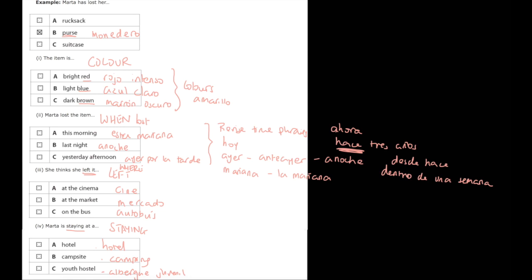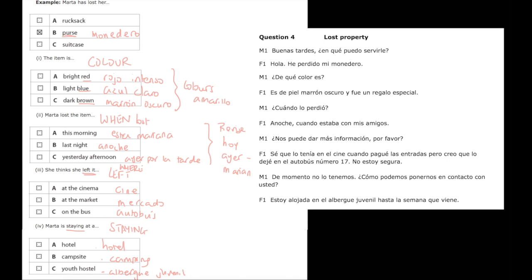So we're going to look at the answers with the help of the transcript. We've got it here. So we know the first question is already there, so we don't need to look at it. And we've got the word monedero. If you can see here, that's the word for purse. All right. So then the next thing we needed to find out was the color. Okay, so the item is what color it is. So if I look at the transcript, ¿de qué color es? Es de piel marrón oscuro. Marrón oscuro. And that's exactly what I would have anticipated, or one of the expressions that I would have anticipated when I was thinking of what the vocabulary might be.